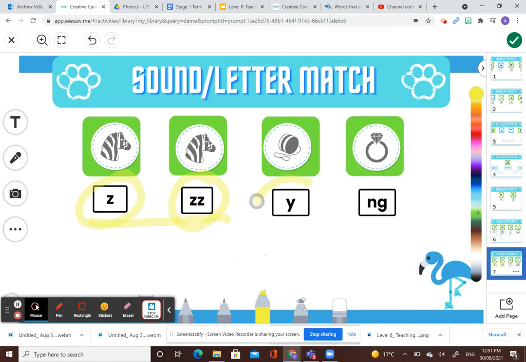Our next sound is Y, represented by the letter Y. And our final sound is ng, represented by the letters N, G. Now, the ng sound can be quite tricky to say.